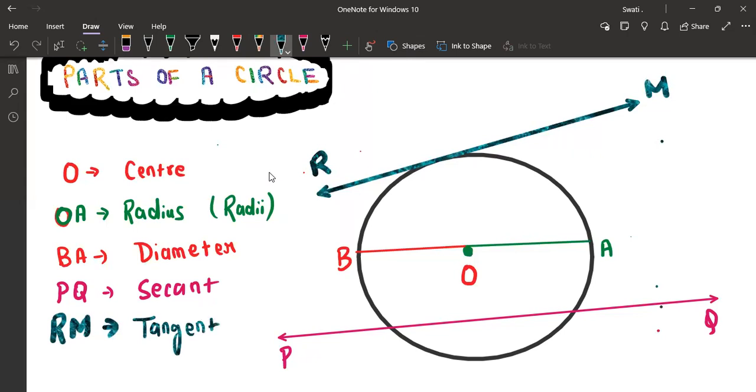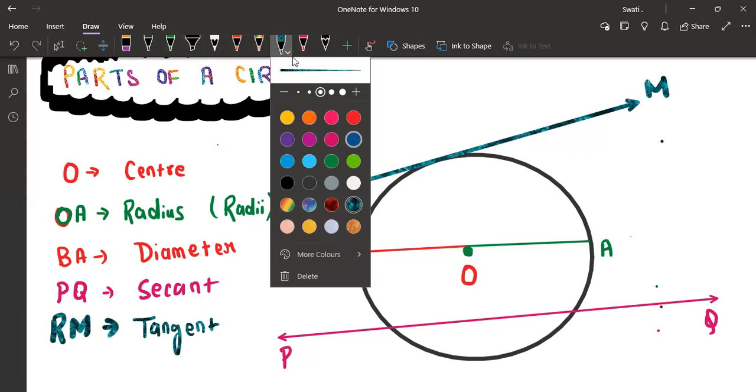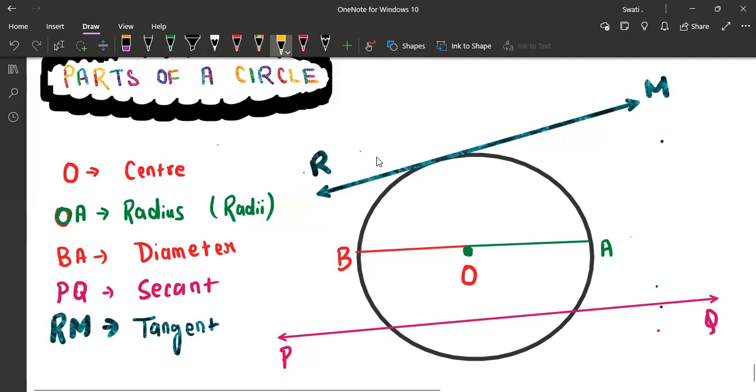Another two basic terms I have added here. Now let's understand about something else. As you can see that I have already talked about the circumference of a circle, which is nothing but the perimeter of a circle.